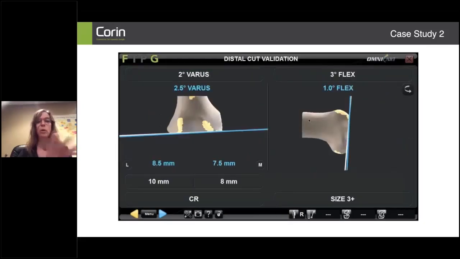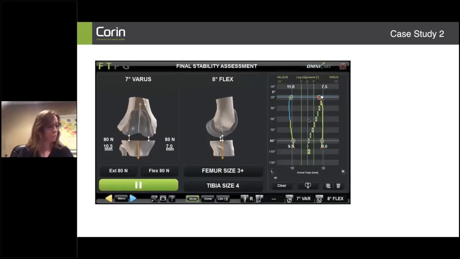Again, we've made our distal femoral cut. We're validating it. Okay. So now we have our trials in place. We have our balance bot set for 80 newtons, and we are applying 80 newtons of pressure to the lateral and medial collateral ligaments, and we are seeing the resultant elongation and the overall leg alignment. That is the curve on the right.